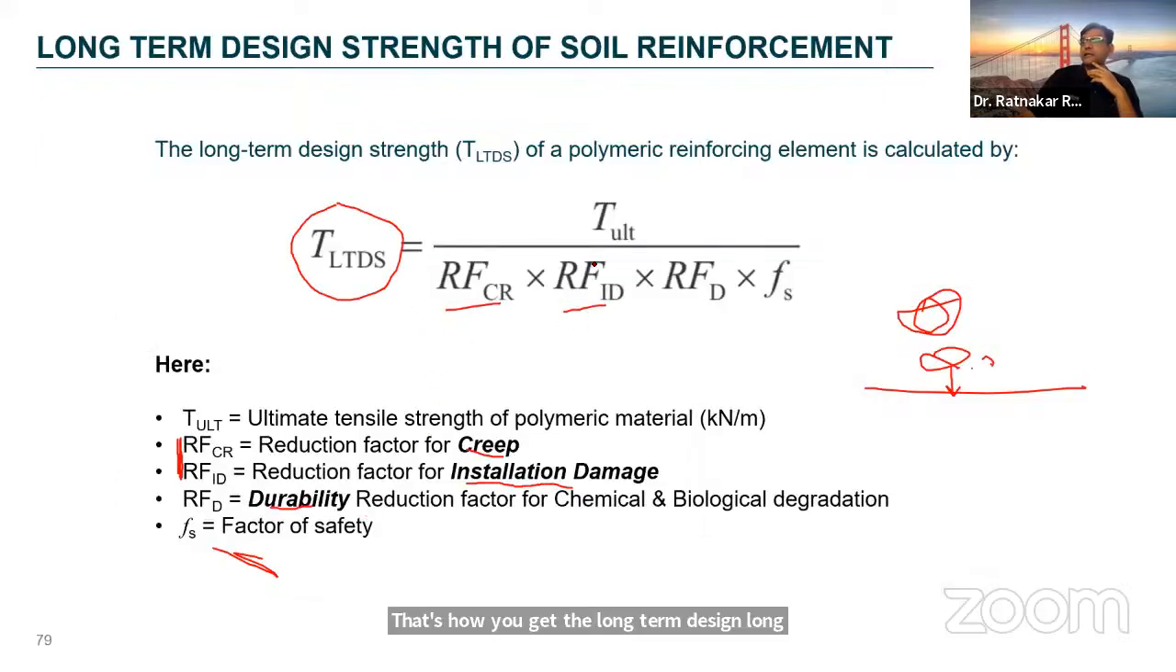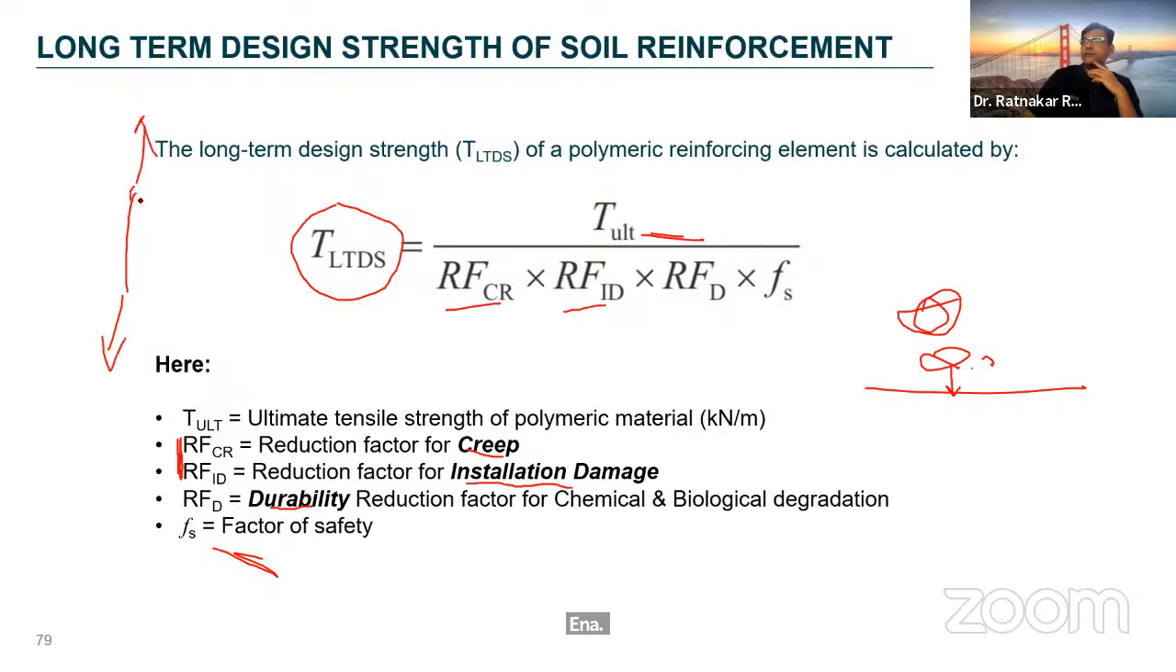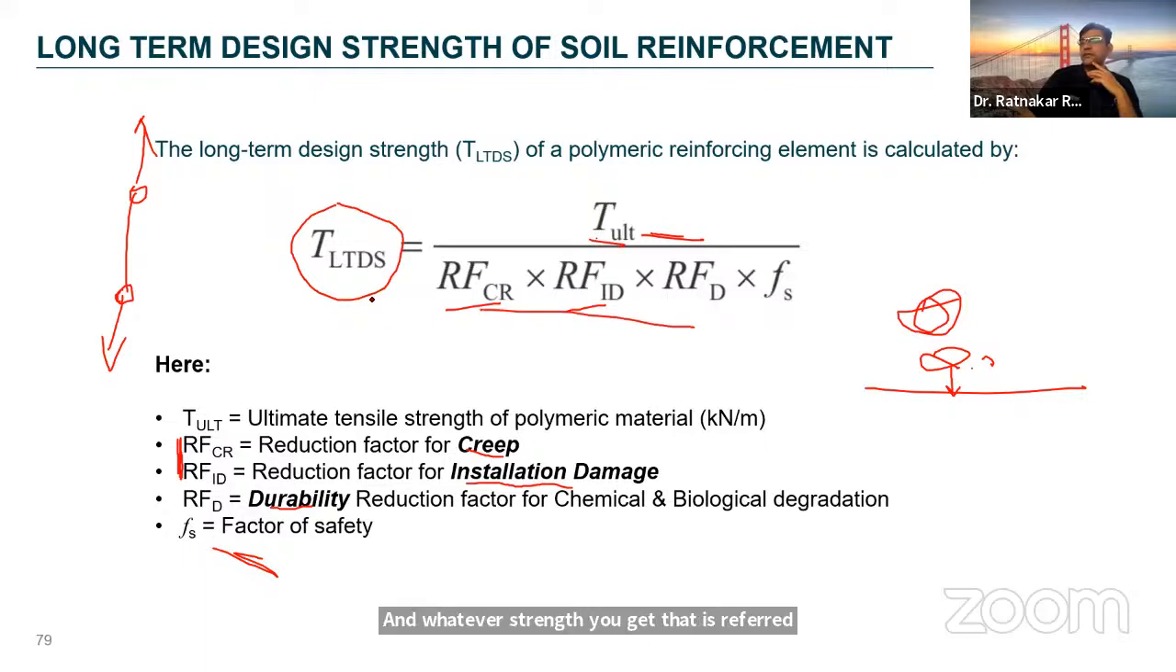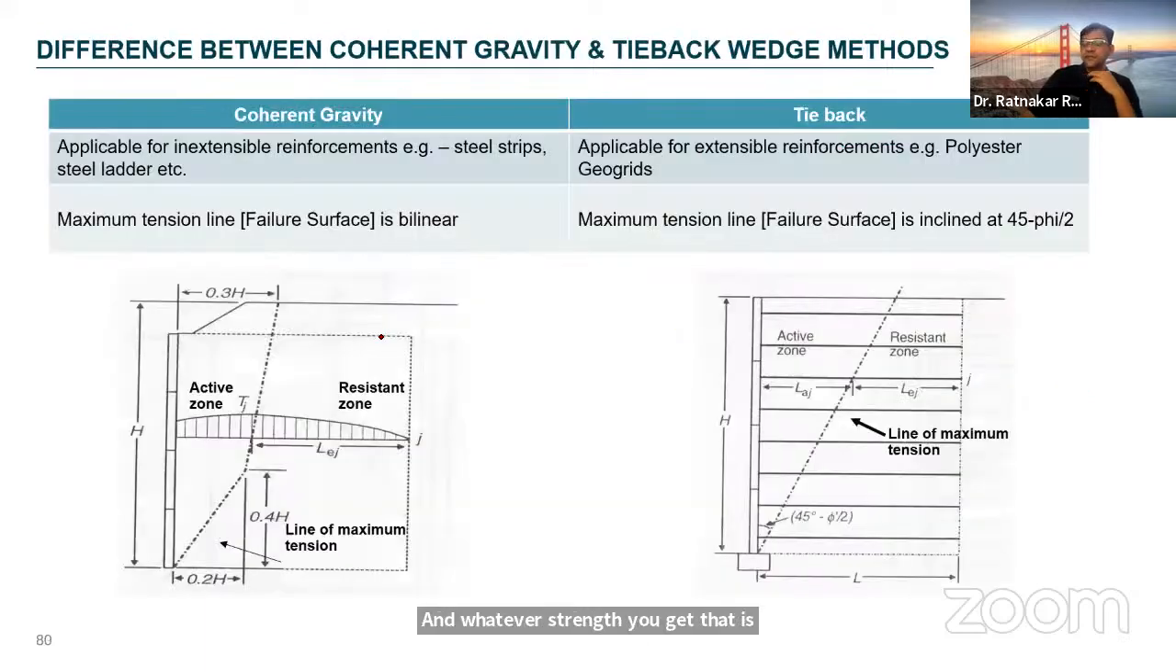Long-term design strength is calculated from the ultimate tensile strength. Ultimate tensile strength is nothing but you test the reinforcement in, let's say, a UTM, and whatever strength you get, that is referred to as T ultimate. And that strength you reduce by all these reduction factors, and you get the long-term design strength.